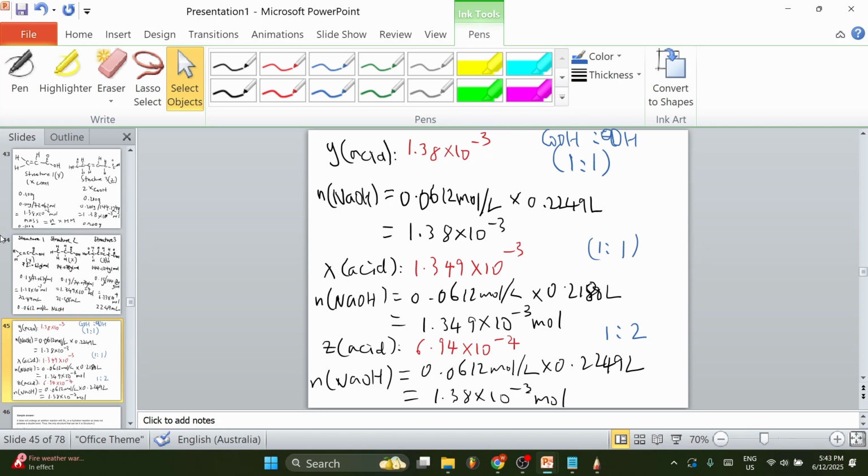So if we now compare the carboxylic acid and sodium hydroxide, the first one is a 1:1 ratio, meaning that the Y acid is monoprotic. Similarly, the X acid is also a 1:1 ratio, so the X acid is monoprotic. Z acid is 1:2, twice the amount of moles of sodium hydroxide to reach equivalence point with 1 mole of the acid, which means that the Z acid is diprotic. Let's look at the sample answer.